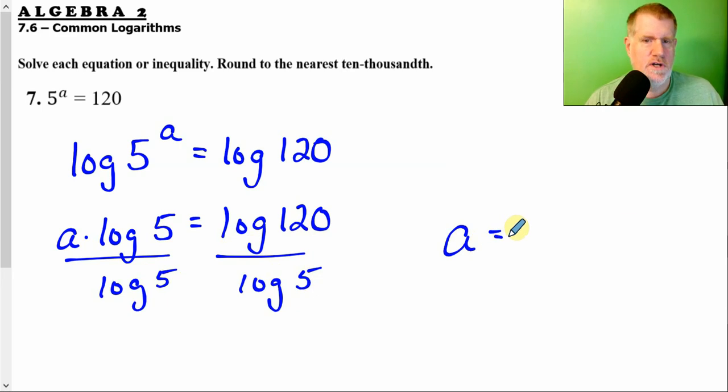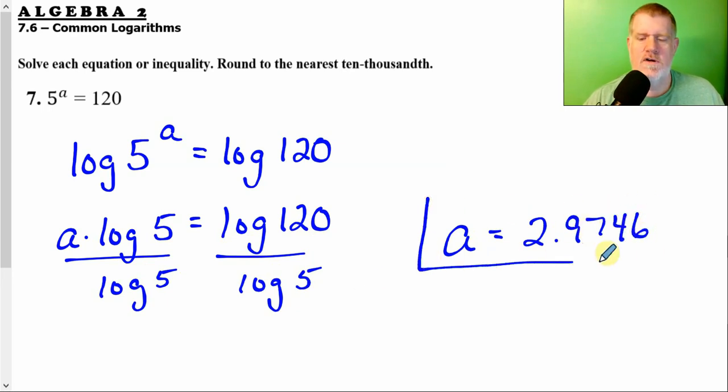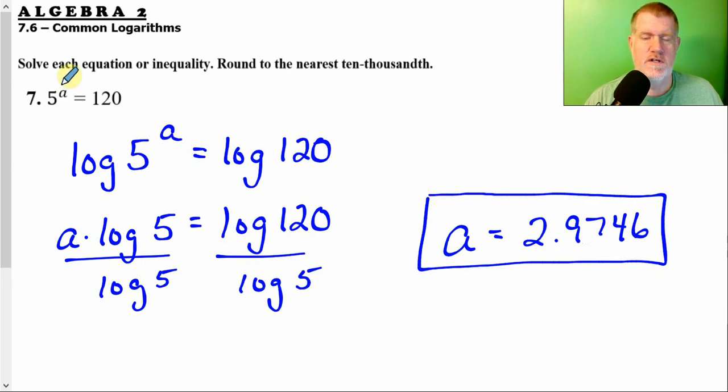Right, so the log of 120 divided by the log of 5 is 2.9746. And hopefully it makes sense. It's almost 3, right? It's very close to 3. What's 5 to the 3rd? 5 times 5 times 5 is 125, so it's pretty good.